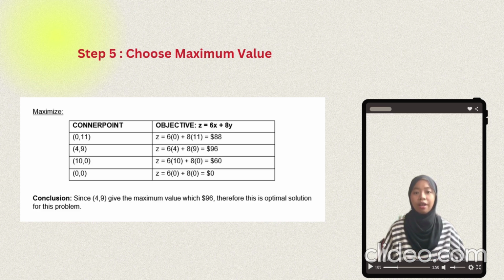So the highest value of z is 96, which occurs at the point (4, 9). This means (4, 9) is the best solution because it gives the maximum result for the objective function.